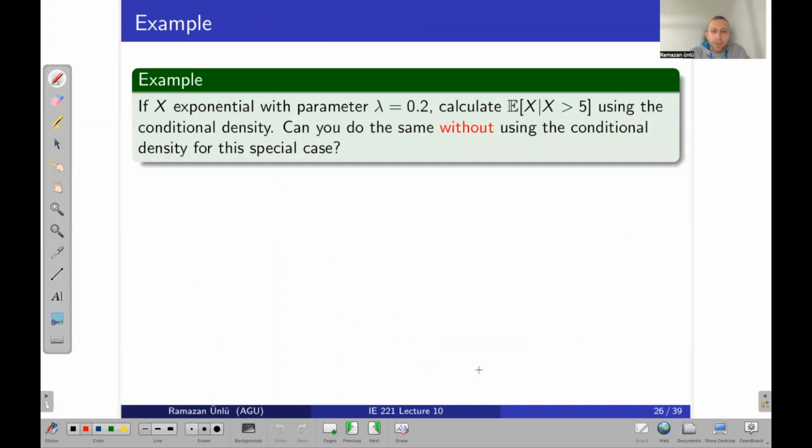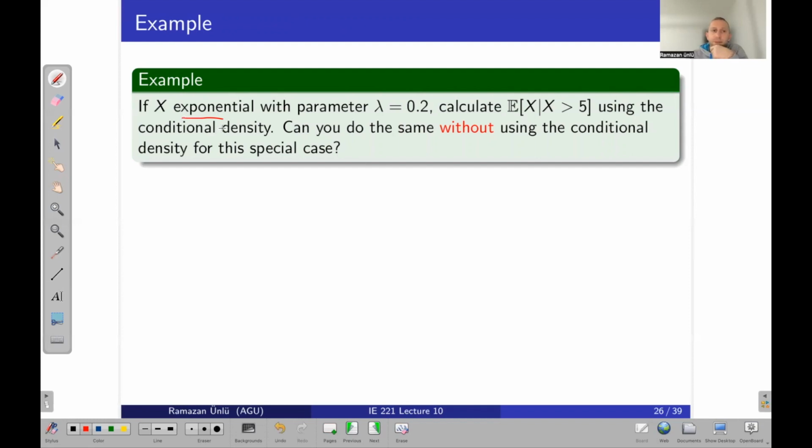So let me give you an example. Let's say we have a random variable x, which is exponential with parameter lambda equal to 0.2. How can we calculate the expected value of x given x is greater than 5? We will calculate this using the conditional density, and also, can we do the same thing without using the conditional density?